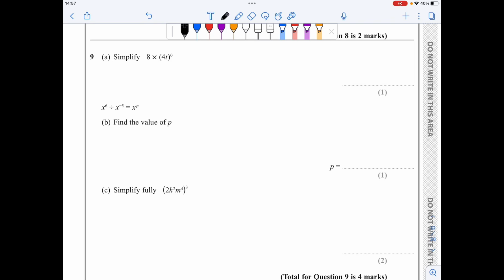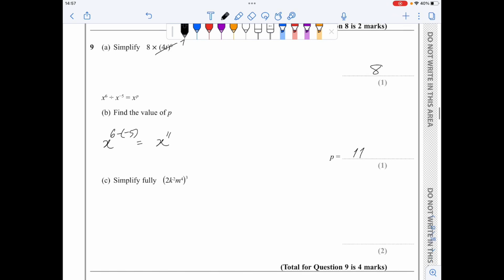For question 9, 40 to the power of 0 is equal to 1. 8 times 1 is equal to 8. For part B, note that because I have division, I need to subtract the powers. So x to the power of 6 minus 5 becomes x to the power of 11. So P is equal to 11.